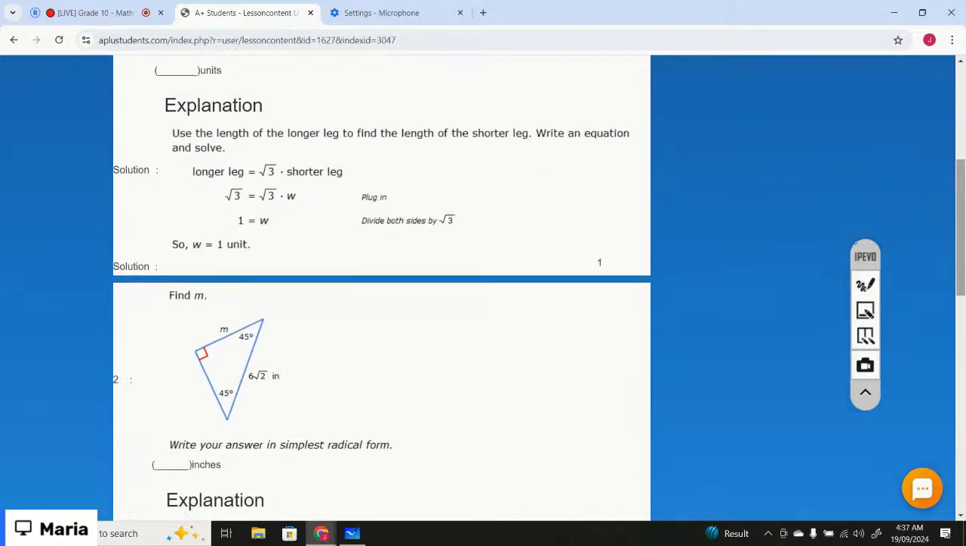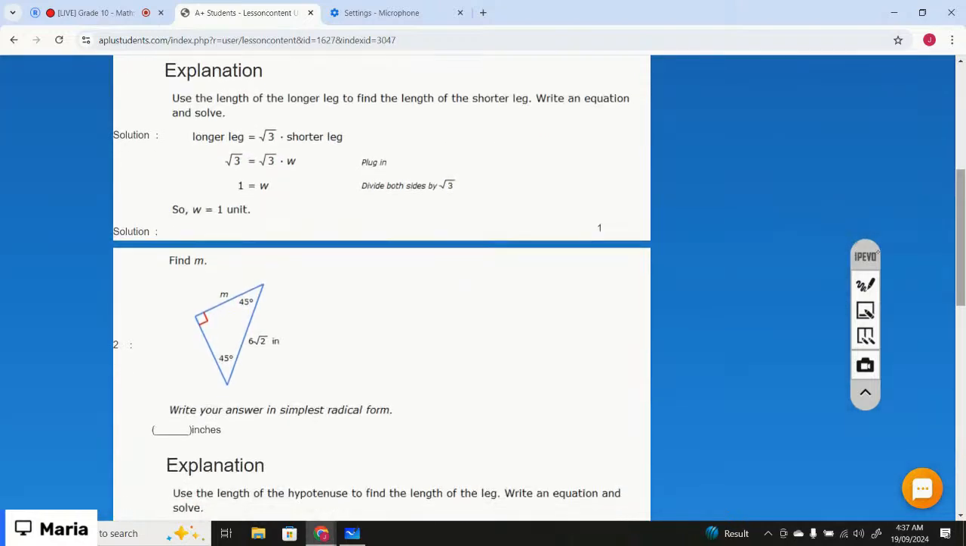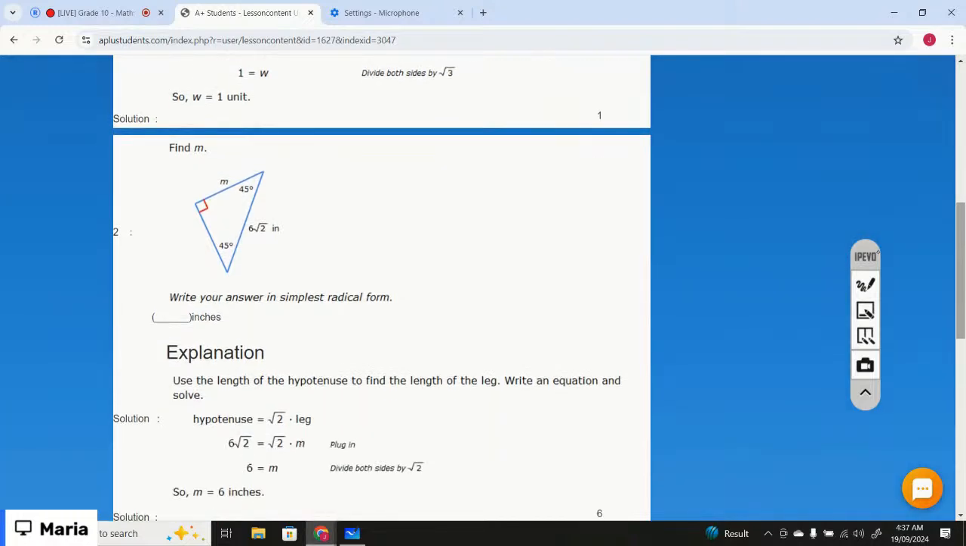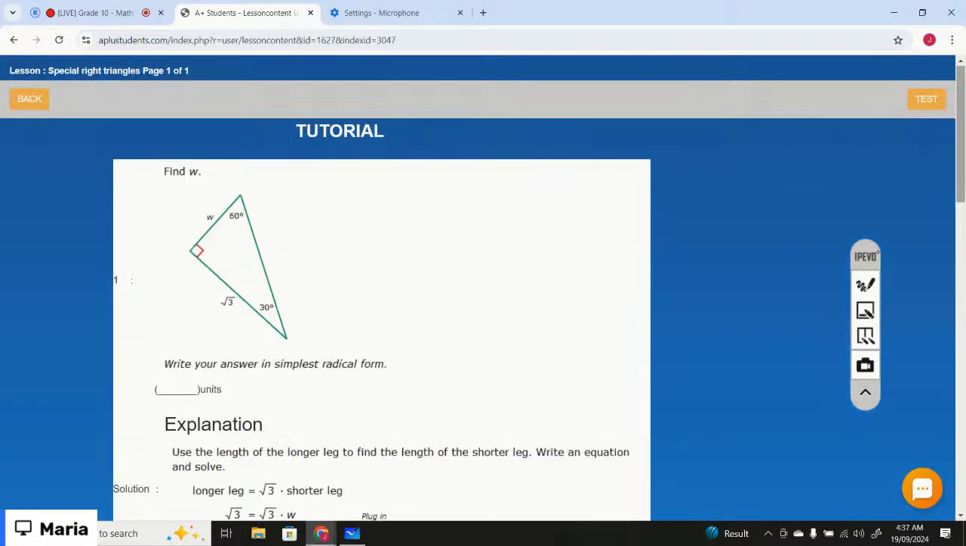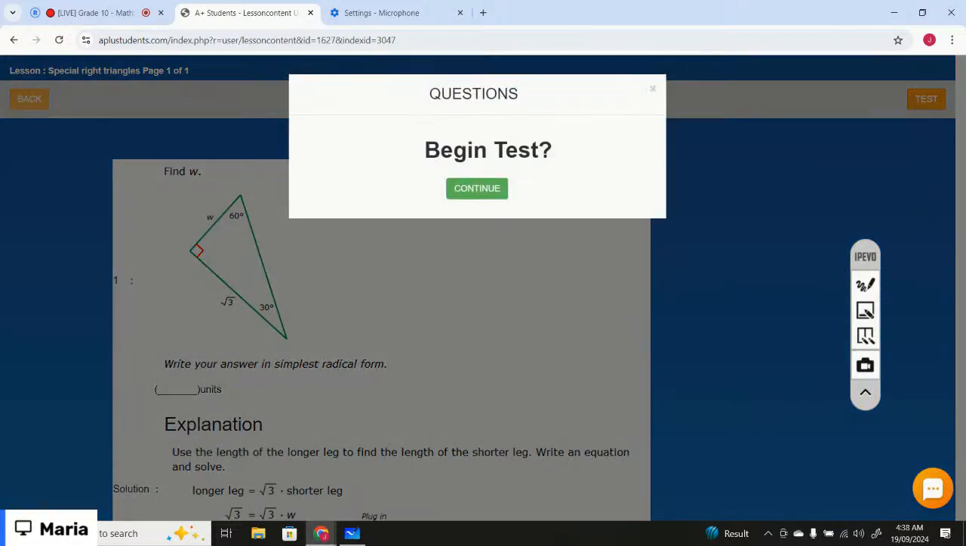Okay, the next one is find m. Use the length of the hypotenuse to find the length of the leg. That is hypotenuse equals square root 2 times leg. So you have to do 6 times m equals 6. You can have a look at the tutorial by yourself. They are already solved. So let's just start with the test questions.